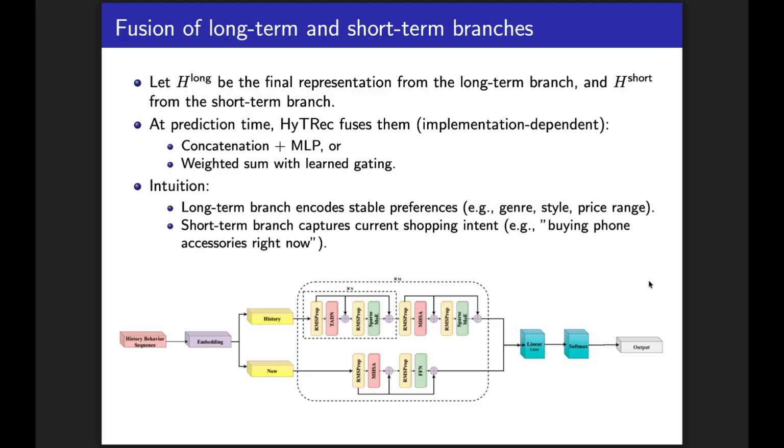Nice. So as I said before, the fusion part of the two branches is super easy, meaning we take the final representation from the long-term branch and the one from the short-term branch. We just concatenate it, go through the MLPs, and we're gonna get the output straight away, basically. In theory, the long-term branch should encode mostly the stable preferences. The short-term branch instead should capture better, with higher precision, the current shopping intent.